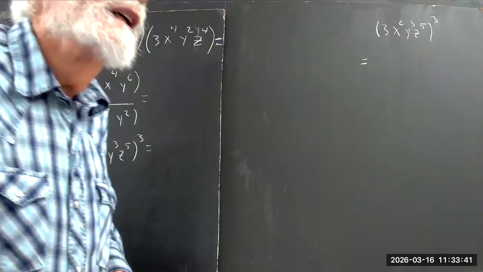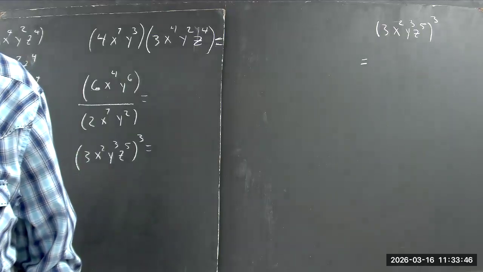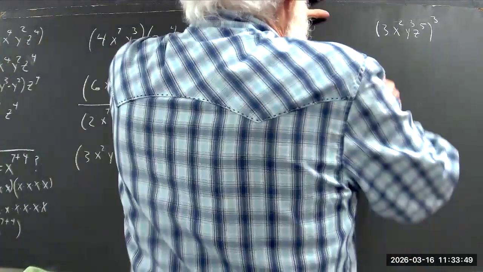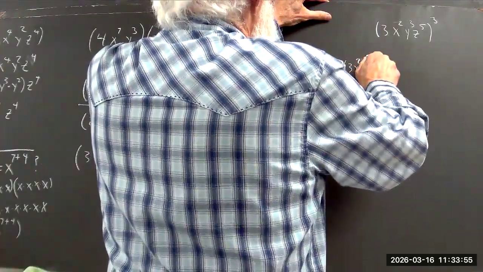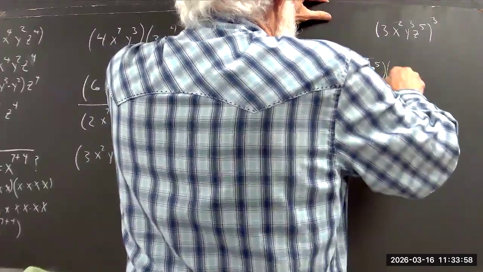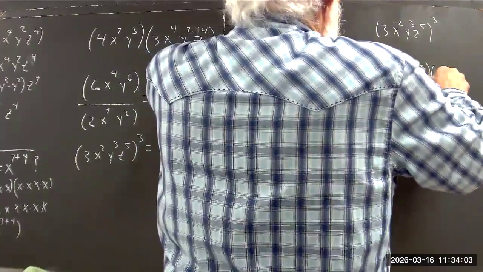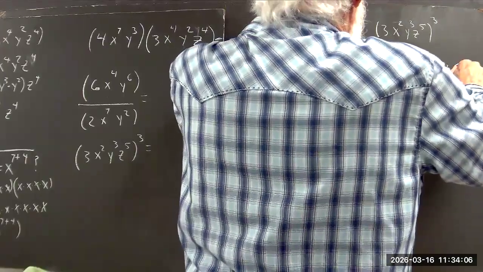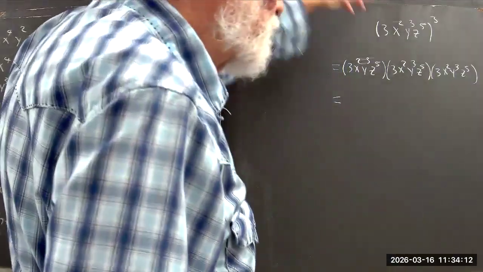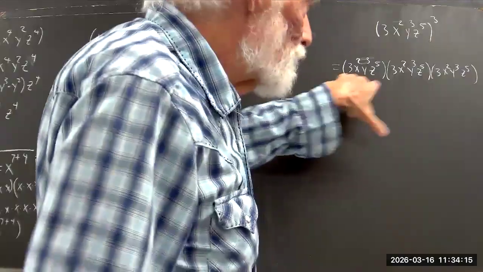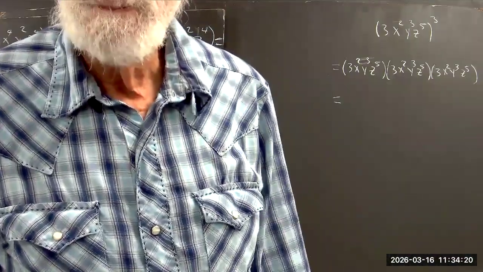Well, I'm going to write out a lot of detail first. Then we'll shorten it with some rules. I'm going to write out 3x squared y cubed z to the fifth multiplied by 3x squared y cubed z to the fifth multiplied by 3x squared y cubed z to the fifth. That's because if I cube a quantity, I've got to write it out 3 times with a multiplication between each pair.